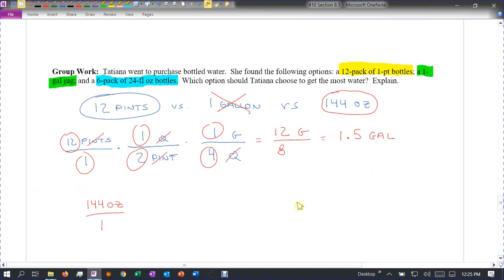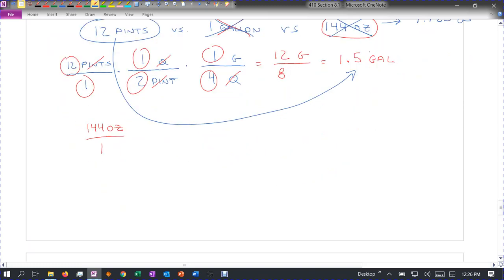Okay, so going back down here, 12 pints gives us 1.5 gallons. This 1 gallon is less than that. And we just found that 144 ounces was 1.125 gallons, which is smaller than 1.5. So the way that she could get the most is to do this 12 pack of 1 pint bottles. The 12 pints is the largest amount that she could get. All right, hope that makes sense.